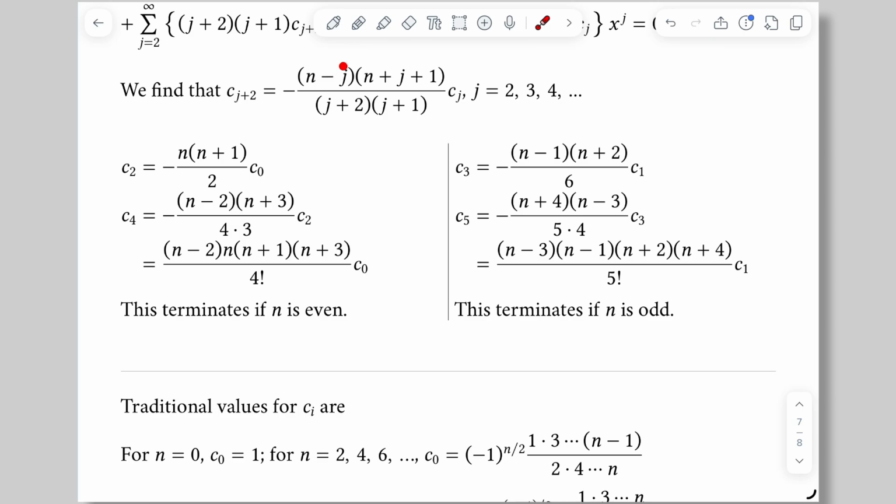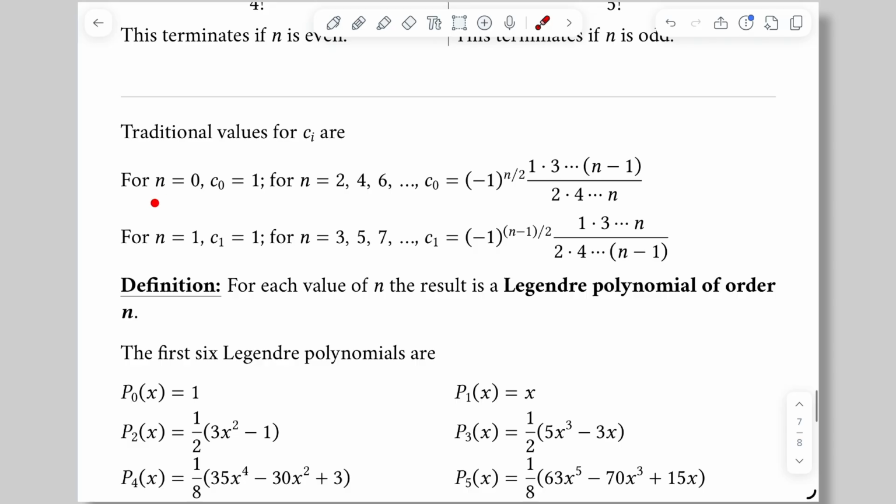Because of that n minus j in the numerator, eventually, if n is even, then the even subscripts will zero out eventually. If n is odd, then the odd subscripts will zero out eventually. If n is 0, then c sub 0 is 1. What I'm giving you are traditional values for the c sub i. If n is an even number, 2, 4, 6, then c sub 0 has an expression negative 1 to the n over 2 times 1 times 3 all the way up to n minus 1 divided by 2 times 4 times n. And then we have similar expressions when n is odd.